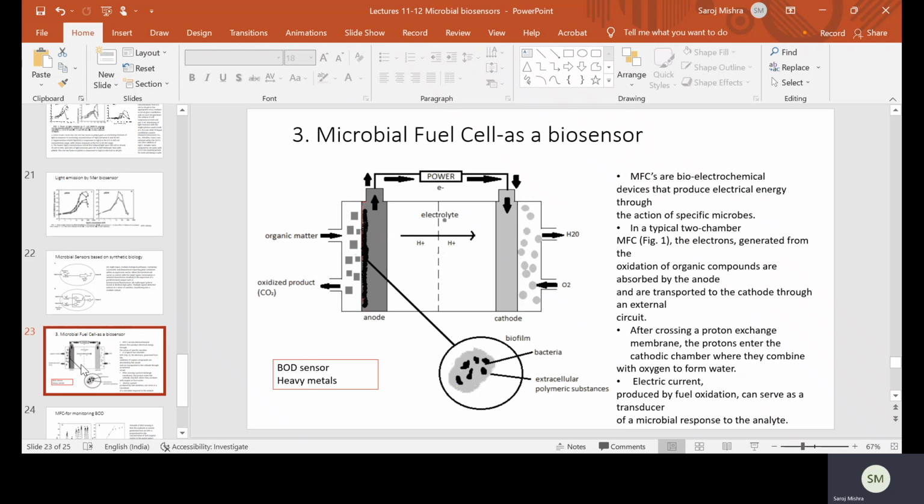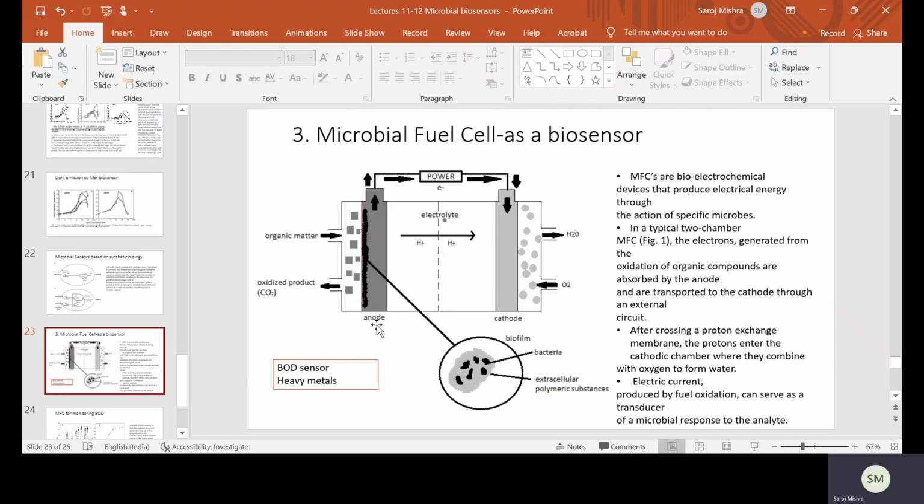Now, the third example which I want to discuss with you amongst the microbial biosensors is what is called the microbial fuel cell. They can work as a biosensor. Now, what do we mean by a microbial fuel cell? This is a two-chamber microbial fuel cell in which you see that there are two chambers here. In one, you have an anode. In the other one, you have a cathode.